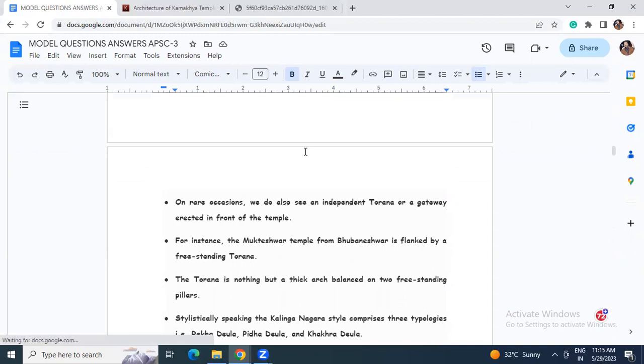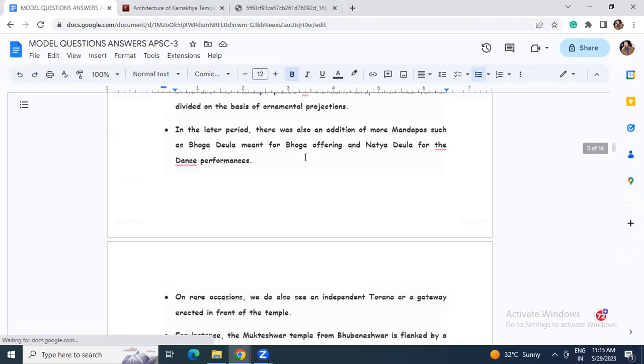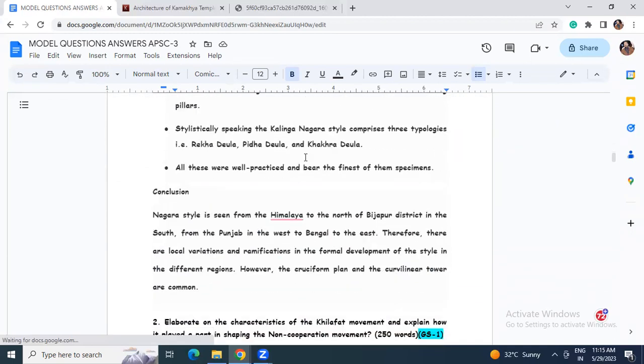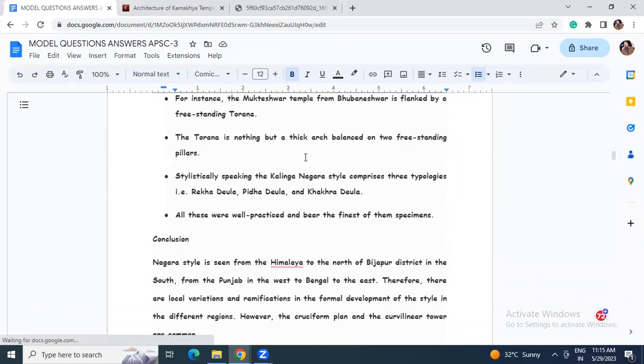So we can conclude like that Nagara style is seen from the Himalayas to the north of Bijapur district in the south and from the Punjab in the west to the Bengal in the east. Now, therefore, there are local variations and ramifications in the formal development of the style of the different regions.